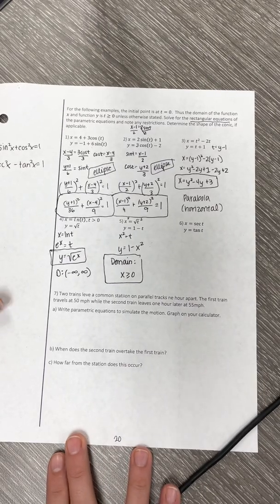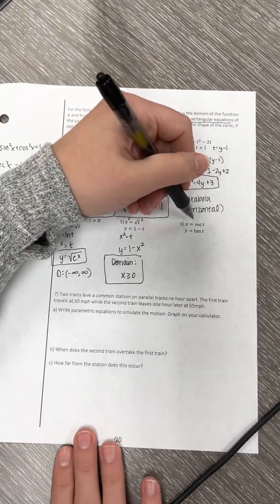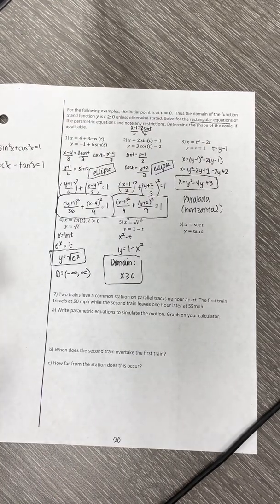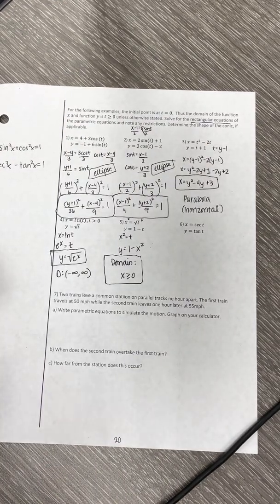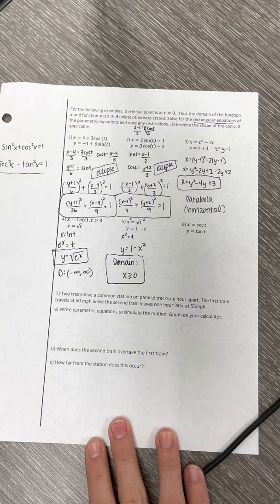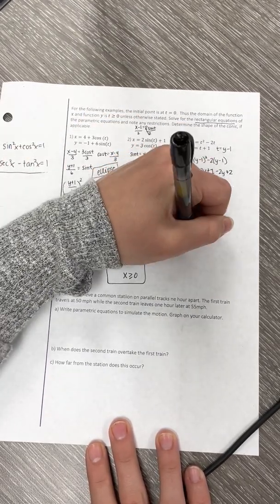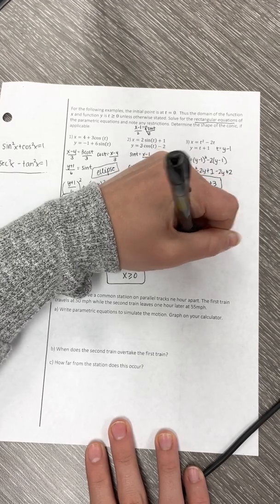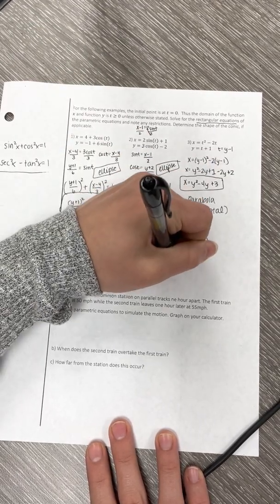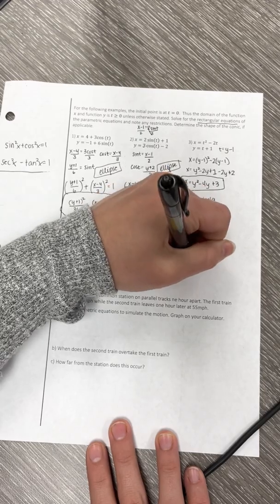All right, and last one I'm going to do on this video is x is equal to secant t, y is equal to tangent t. So we have this bottom one here, secant squared, which is just going to be x squared, minus y squared is equal to 1. That was nice. And then that's a hyperbola because we are subtracting.